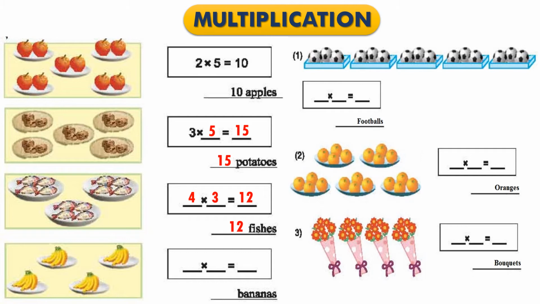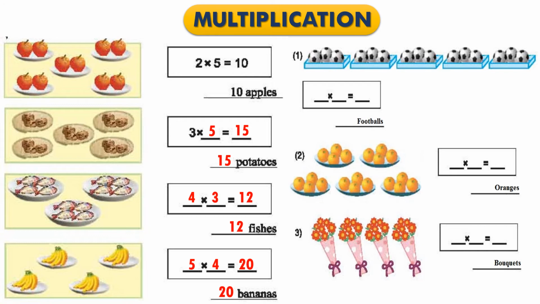Next we have some bananas on the plates. If you count how many bananas are in each plate, we can see 1, 2, 3, 4, 5. There are 5 bananas in each plate. Let's count how many plates there are. We can see that there are 4 plates. So what will be the multiplication result? We know that 5 multiplied by 4 is equal to 20. That means 20 bananas. Let's do some more exercises.